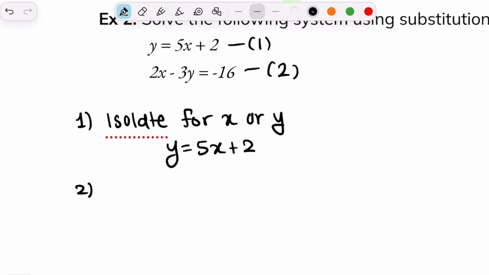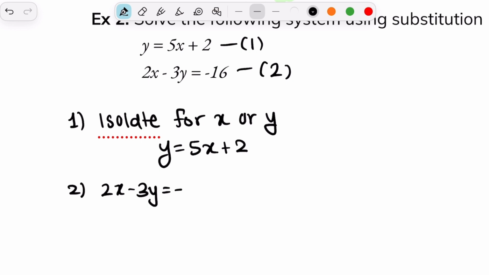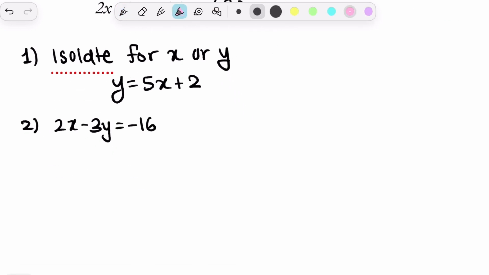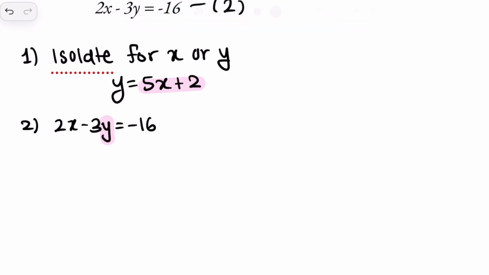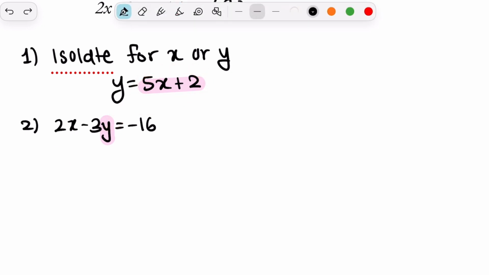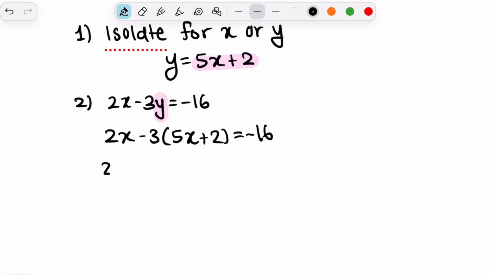And now we want to sub that into our second equation. So start by copying the second equation down. 2x minus 3y equals negative 16. And now what we're going to do is take this and put this there. So we're going to take what y is equal to in the first equation and replace it in our second equation. So we get 2x minus 3 times y, which is 5x plus 2, equals negative 16. So now we're going to simplify. 2x minus 15x minus 6 is equal to negative 16.